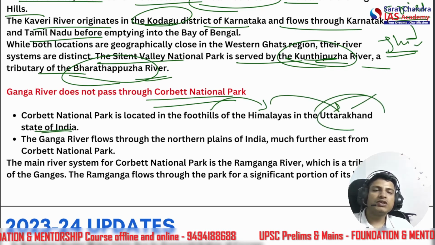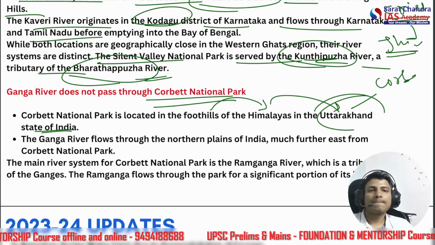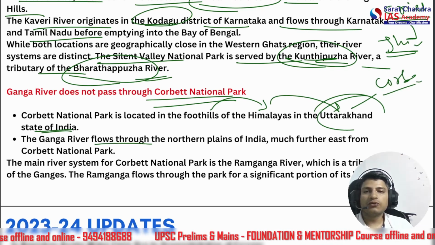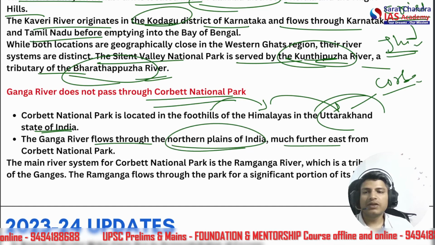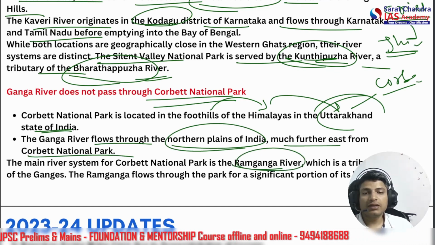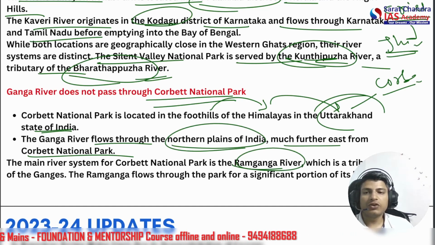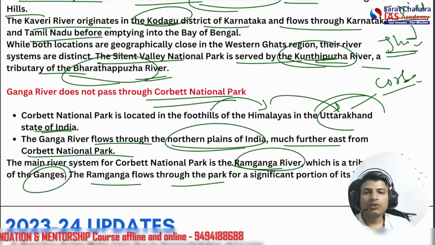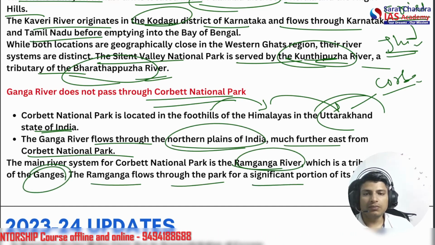Uttarakhand state of India. Which national park? Corbett National Park. Okay, and the Ganga River flows through the northern plains of India, much further east from Corbett National Park. So which river flows through Corbett National Park then? Ram Ganga River, which is a tributary of the Ganga. The Ram Ganga flows through the park for a significant portion of its length.